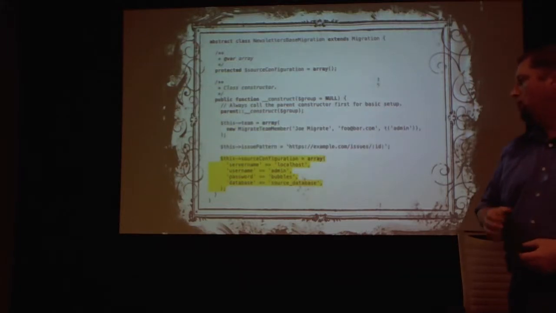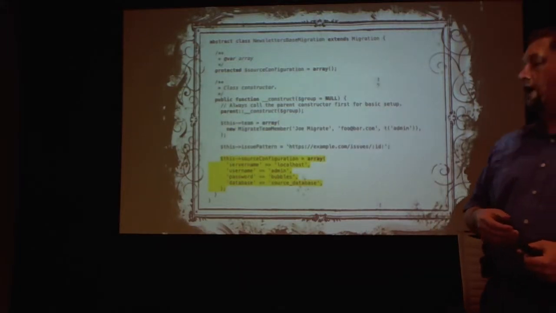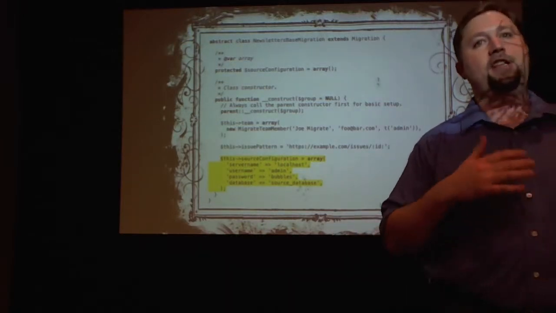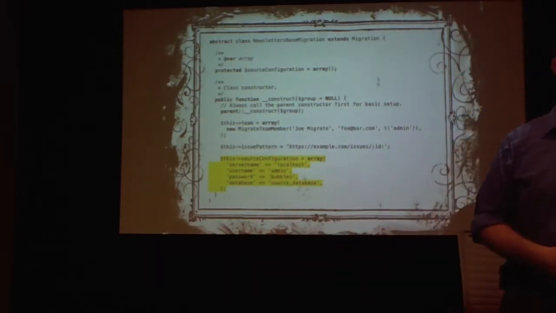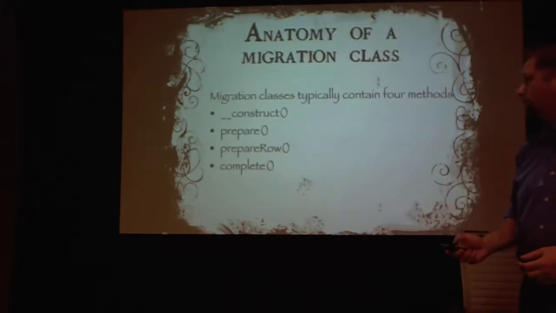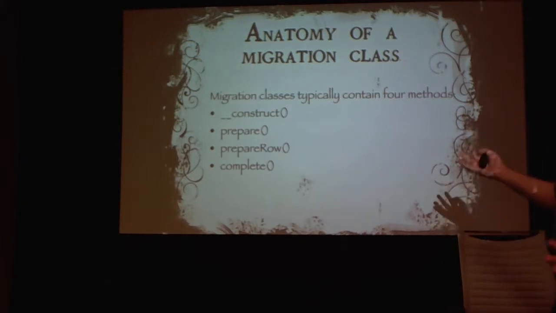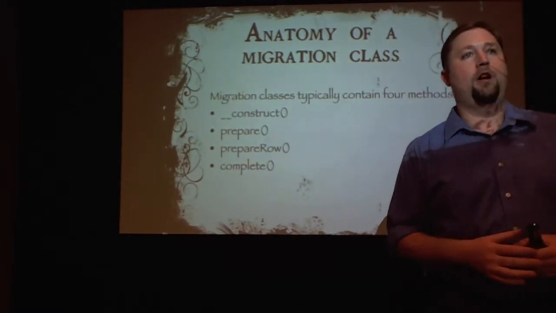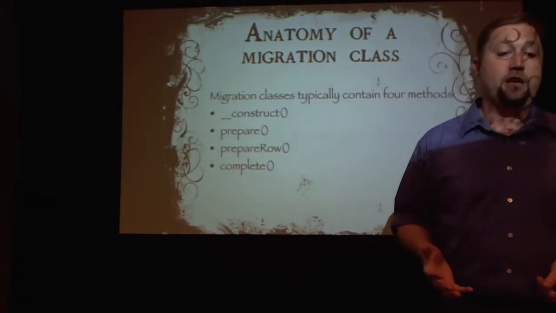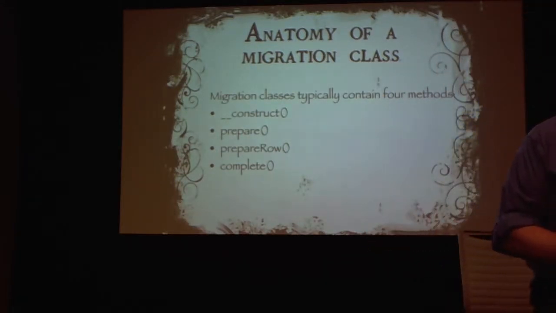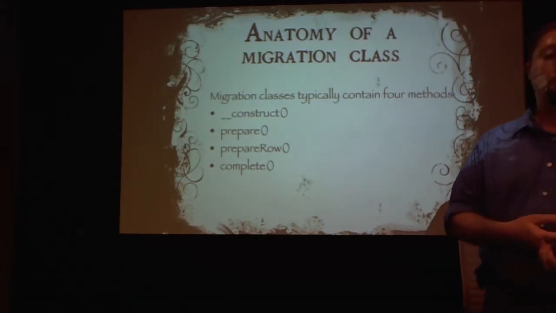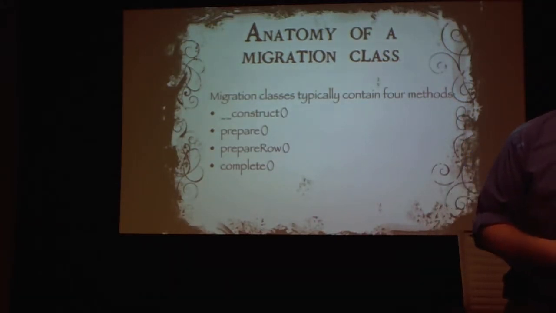Now, if you are sharing a source configuration like a database, you could declare that in your base migration, so you don't have to keep declaring that in all of your other migration classes, and it saves you trouble. And so again, a migration class, this is a very basic skeleton. For a lot of migrations, this is really all you need. You start off with your constructor. You have a prepare method that you can call, a prepare row method, and a complete method.